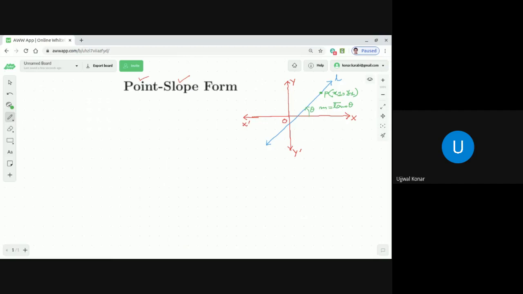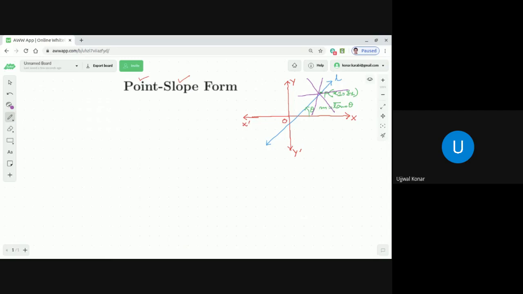I'll come to this point, but before that, if only one piece of information is given, can you find the equation of a straight line uniquely? Not really. Suppose only a point P(x1, y1) is given. Then we can have straight lines like this, like this, like this, all passing through the point P(x1, y1). So we are not able to find the equation of the straight line uniquely.